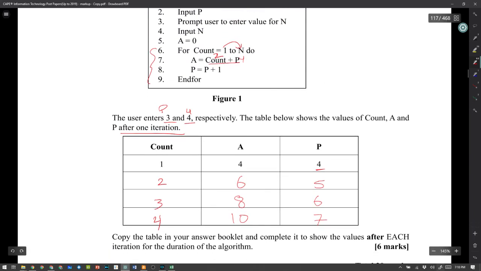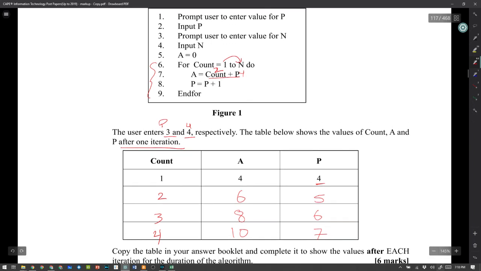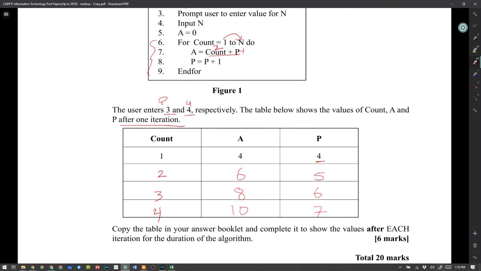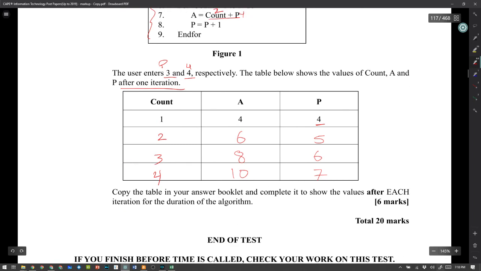Let me just double check. N is 1, 2, 3, 4, good. 1 plus 3 will give me 4 for A, and P goes up by 1. So the N was just basically to tell you how many times to count. So that N there was just for the count, right? Yeah. All right, so that's good there.